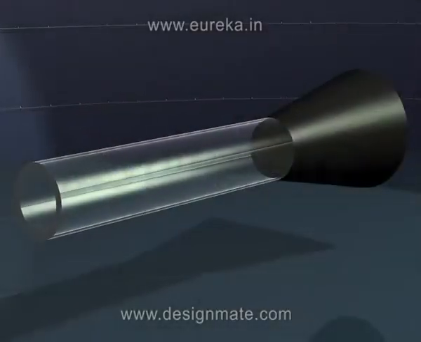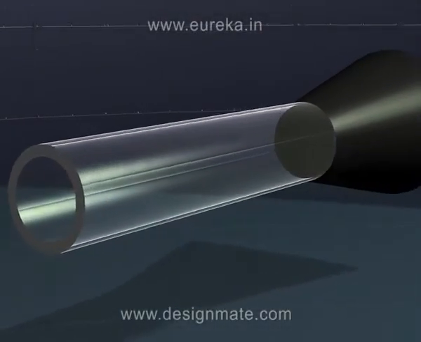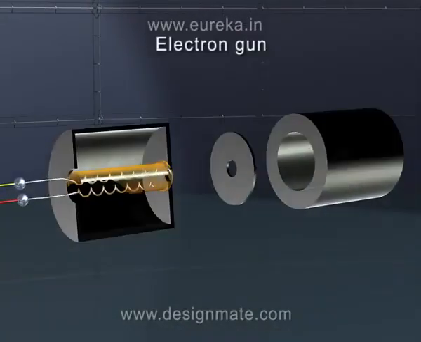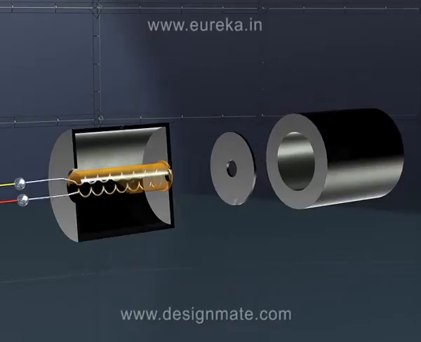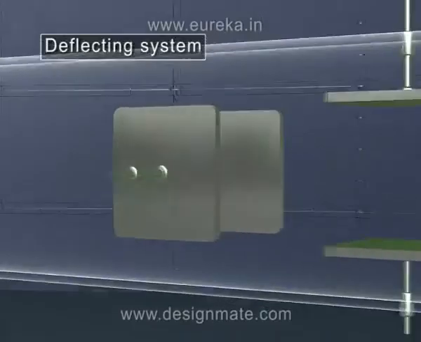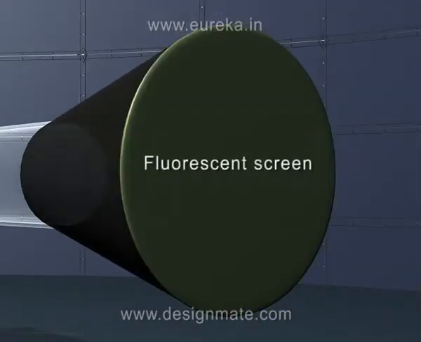Summary. The cathode ray tube consists of an evacuated glass tube, an electron gun, which further consists of cathode, grid, accelerating anode A1 and focusing anode A2, a deflecting system, which consists of X-X' plates and Y-Y' plates, and a fluorescent screen.